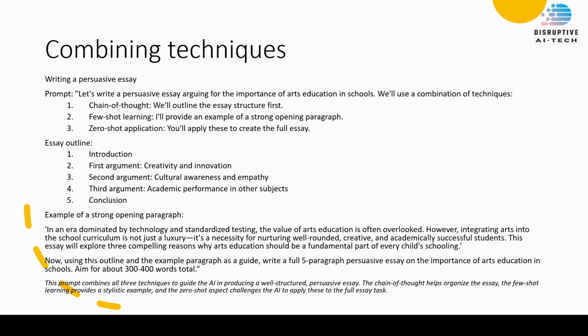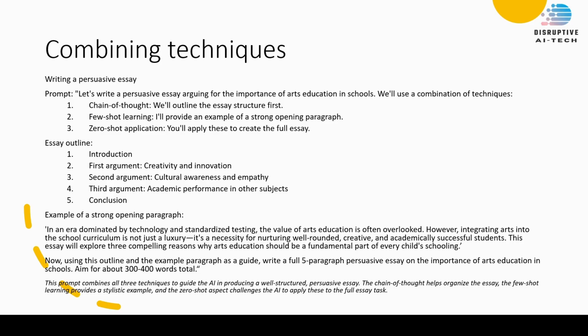In this example, we want to write a persuasive essay, and in the prompt we combine chain of thought, few shot learning, and zero shot learning. The essay outline is the chain of thought, maybe, and we are giving the example. If you see the example of a strong opening paragraph, we are giving this paragraph. So the paragraph of the essay should follow the same structure, not only the structure but the pattern and the format, like the way we are giving here in the example.